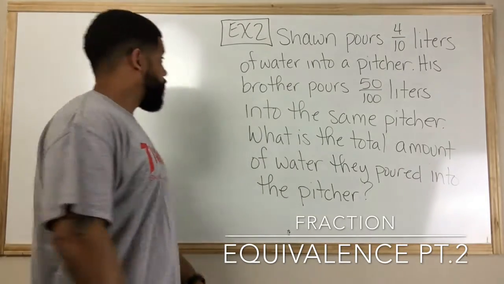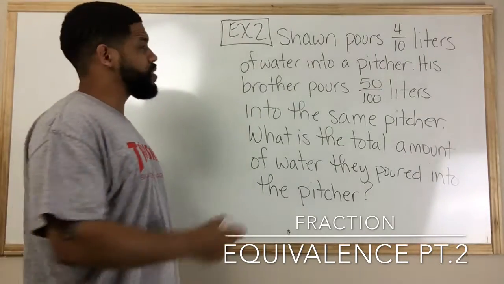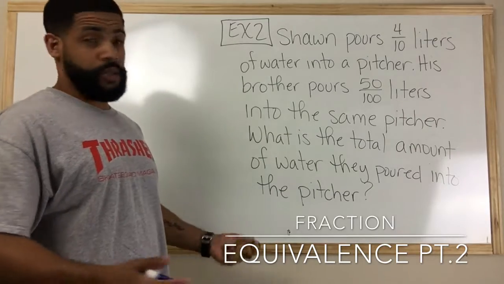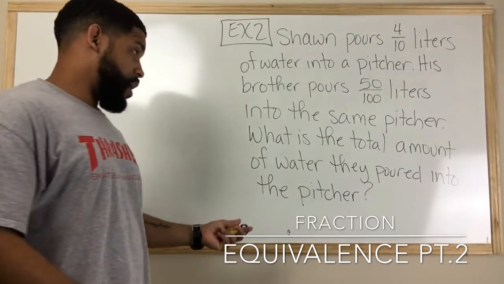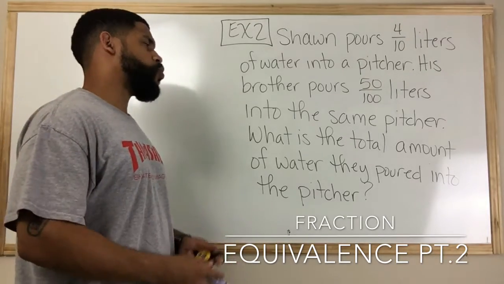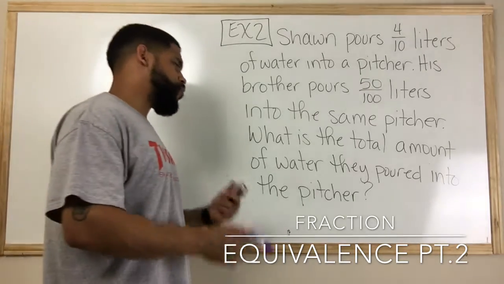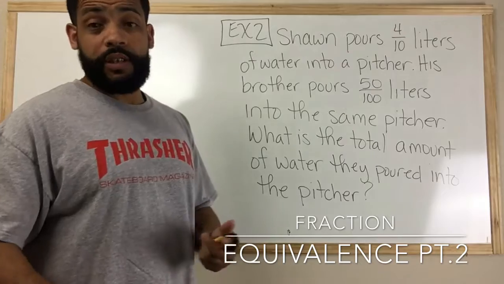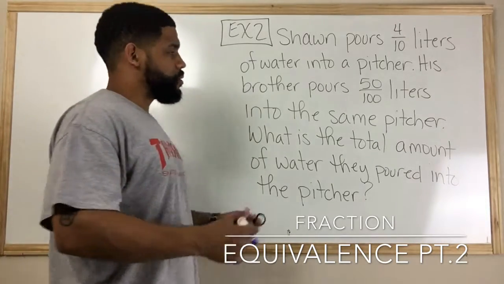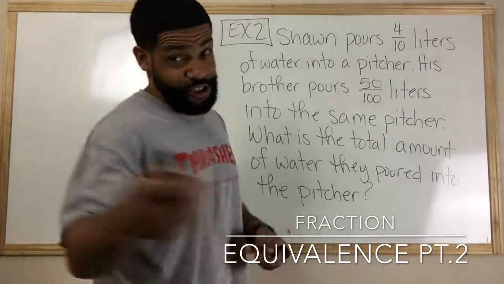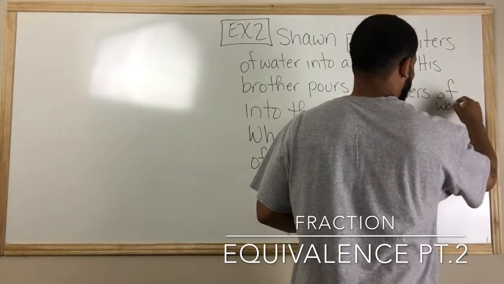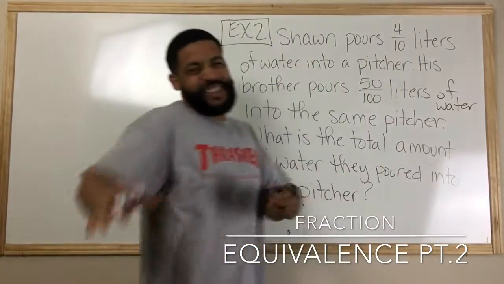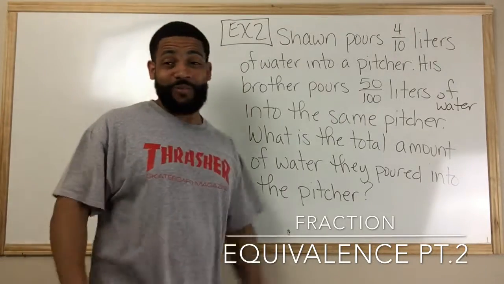So, let's go. It says Shawn pours 4/10 liters of water into a pitcher. His brother pours 50/100 liters into the same pitcher. What is the total amount of water they poured into the pitcher? So now, technically, it should say of water. So because I have to be right, I got to make that correction right here on the video.